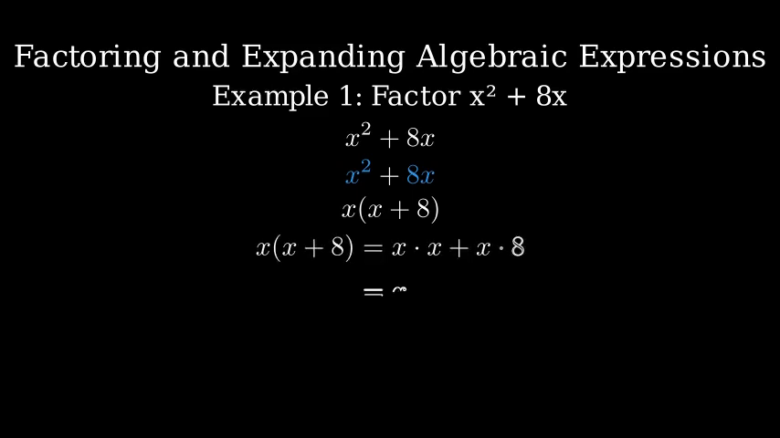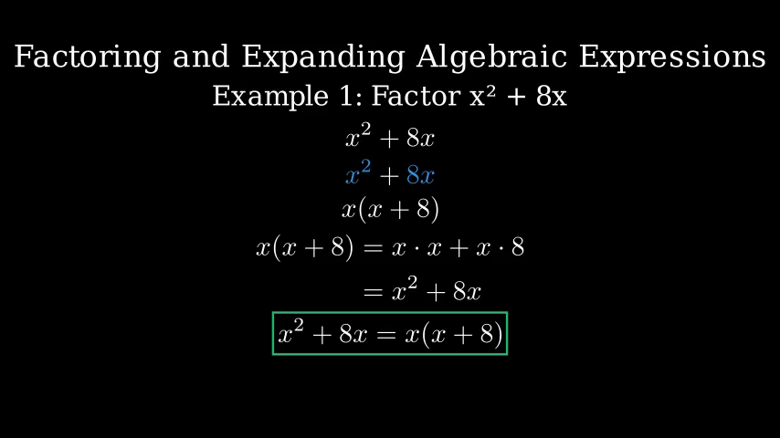Let's double check our work. When we expand x times (x plus 8), we get x times x plus x times 8, which gives us x squared plus 8x. So our factorization is correct. Now, let's move to our second example.